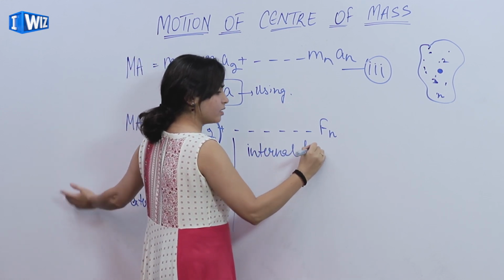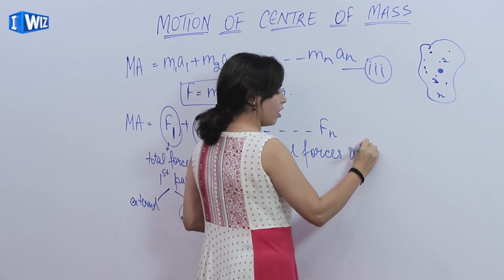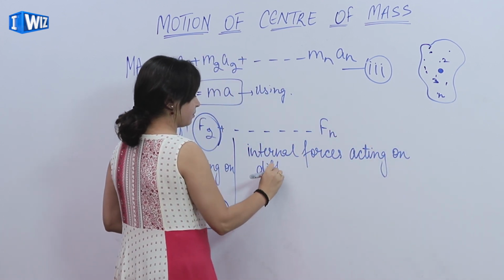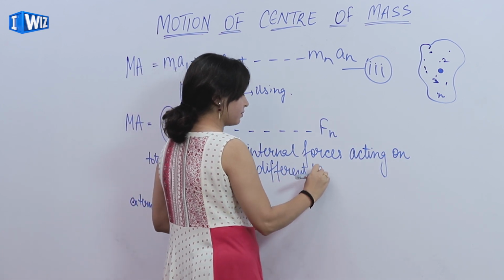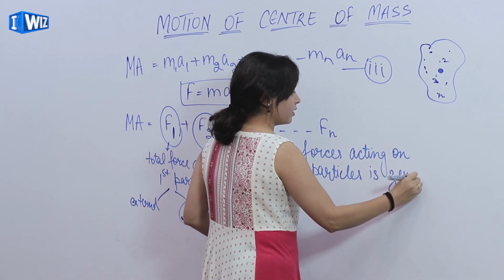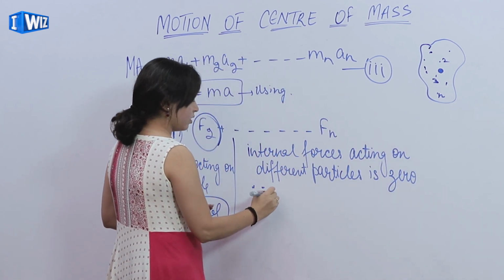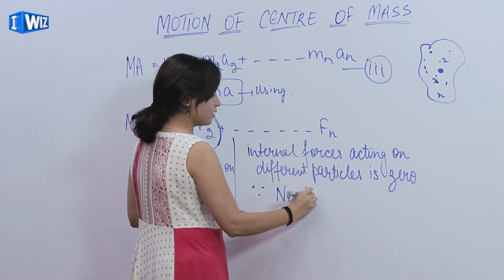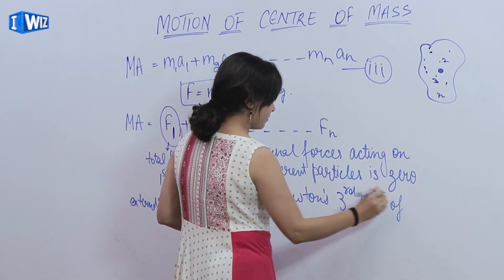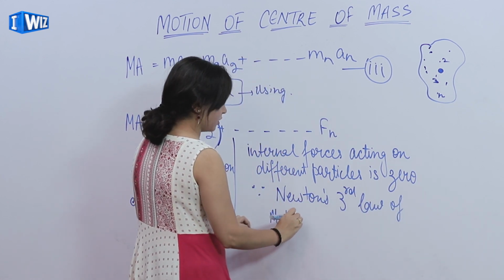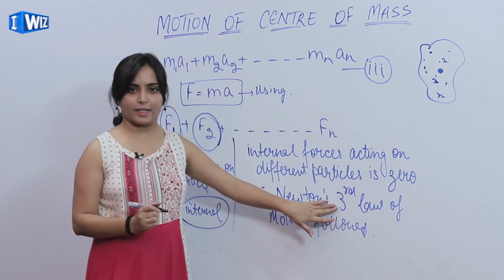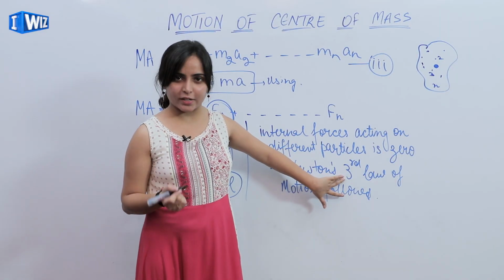Internal forces acting on different particles is 0 because Newton's third law of motion follows. अब न्यूटन थर्ड लॉ ऑफ मोशन क्या बताता है? एवरी एक्शन हैज इक्वल एंड ऑपोजिट रिएक्शन.